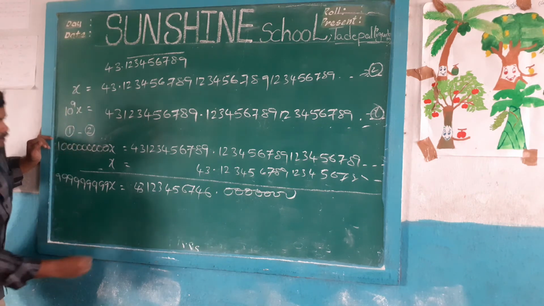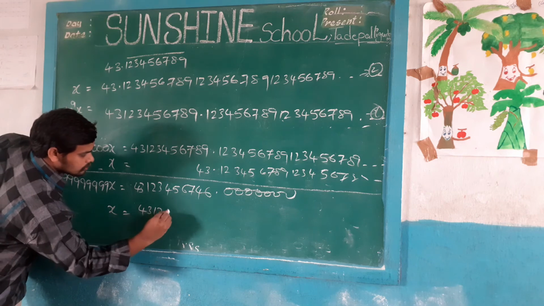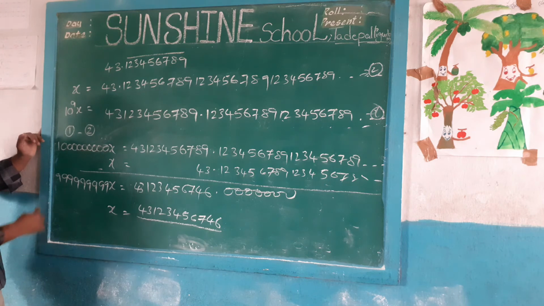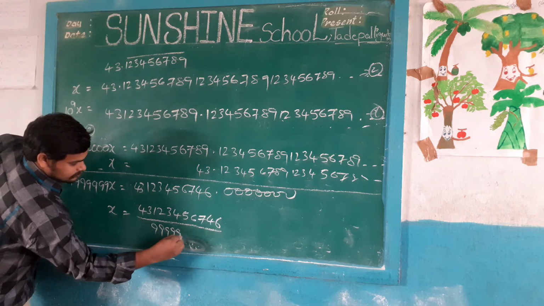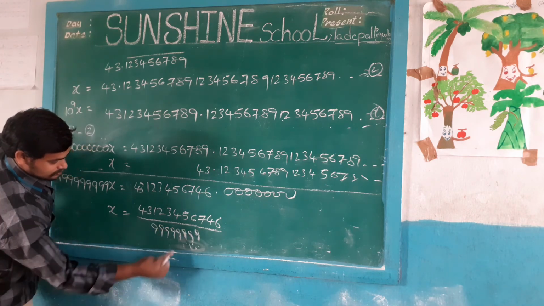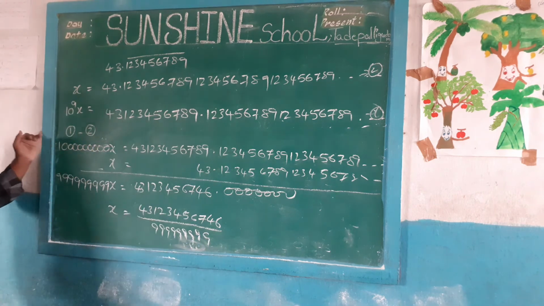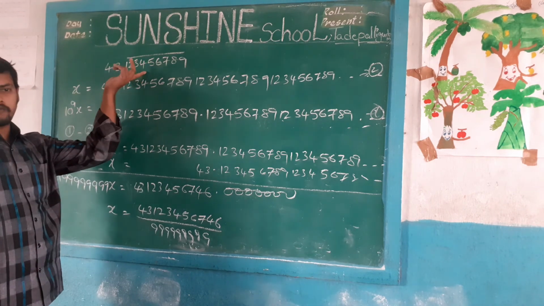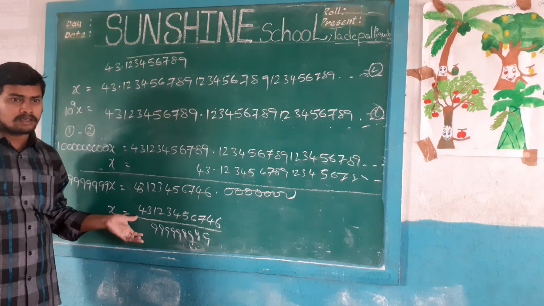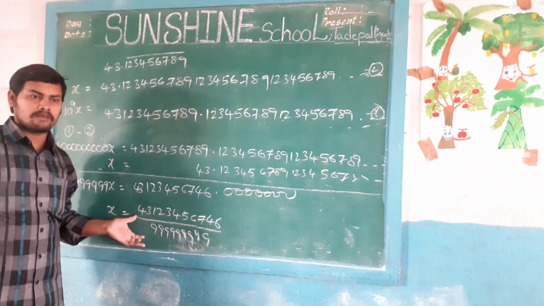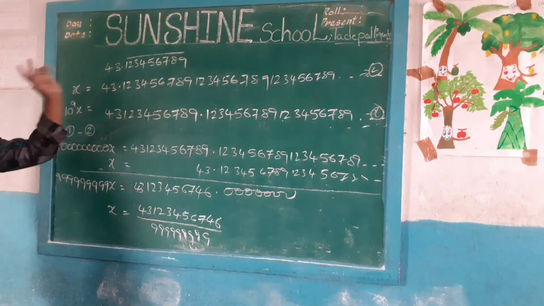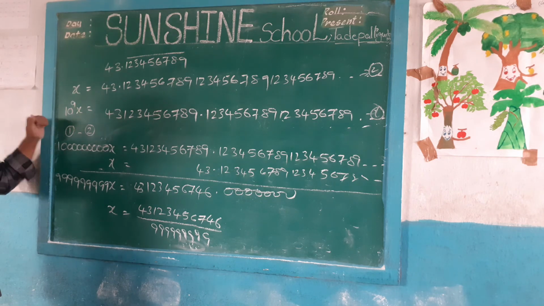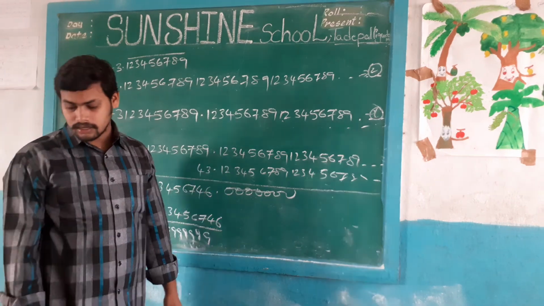So that equals 43123456746 divided by 999999999. It can be written as p by q. So 43.123456789 bar can be represented like this; this is called the vulgar format of the decimal format. Okay? Rational numbers.